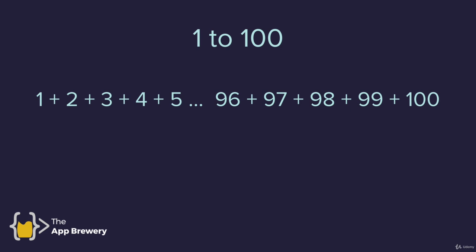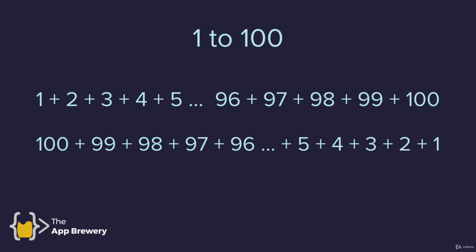Well, he was actually a really smart kid, and he figured out that if you flip the numbers around, so 100 plus 99 plus 98, and you look at both of these two lines, you can see that 1 plus 100 equals 101, 2 plus 99 equals 101, 3 plus 98 equals 101. Basically, if you tie all of these numbers together, there's actually 50 pairs of 101. So he could simply just do 50 multiplied by 101, which is 5050. And that's how he figured out the answer.